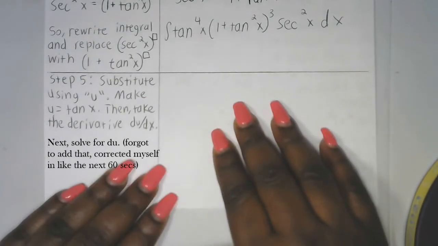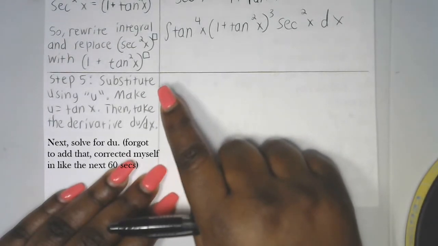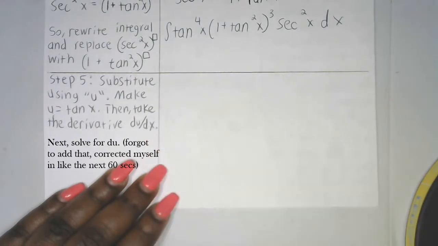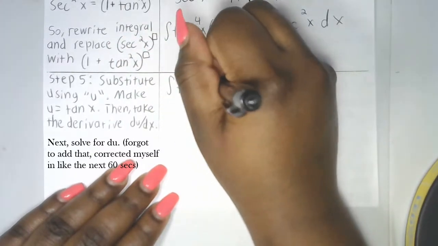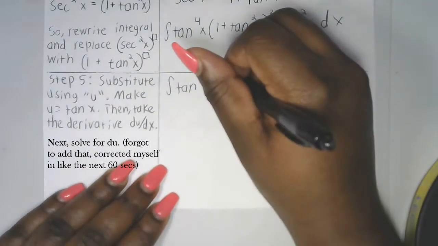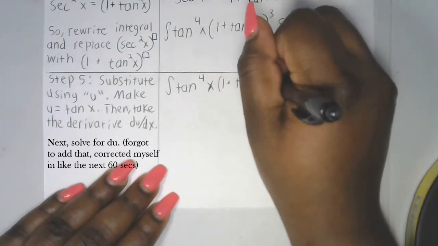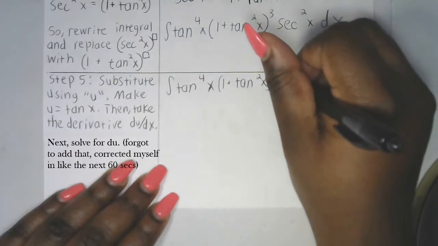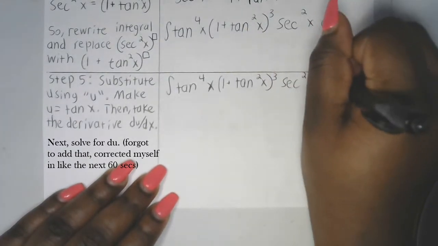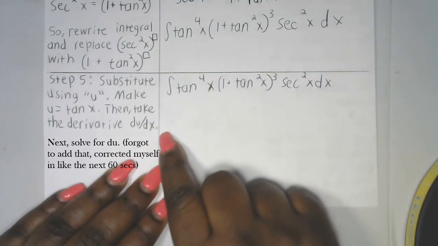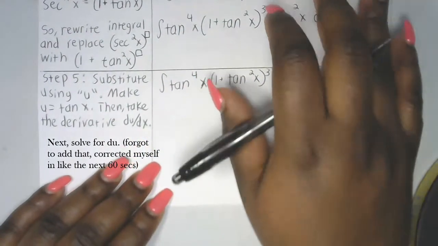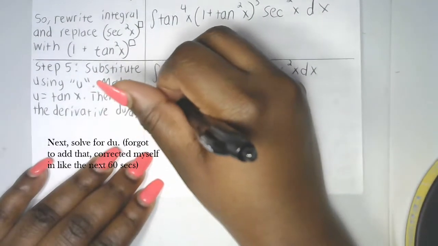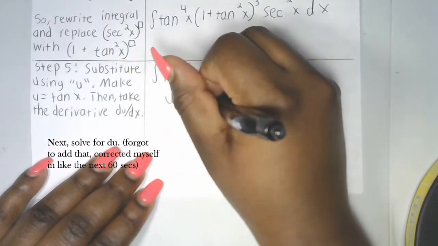Alrighty, so for step 5, what we're going to do is substitute using u. We're going to make u equal tan x, then we're going to take the derivative, which is du over dx. So what we had before was the integral of tan x to the 4th times 1 plus tan x squared, all that to the power of 3, times secant x squared dx. So we're going to do a little u substitution. So u is equal to tan x.